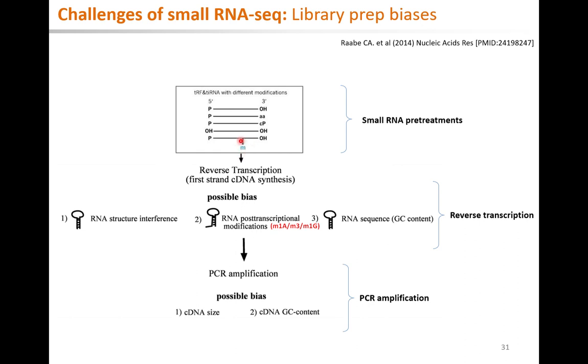During cDNA synthesis by reverse transcription, RNA structure interference, RNA modifications, particularly N1A, N3C, and N1G, and GC-rich content in the RNA sequence can stop the reverse transcriptase and cause abortive cDNA copying. The cDNA library is PCR amplified, which distorts and skews the representations of native RNA abundance levels by preferential cDNA sizes and GC contents.